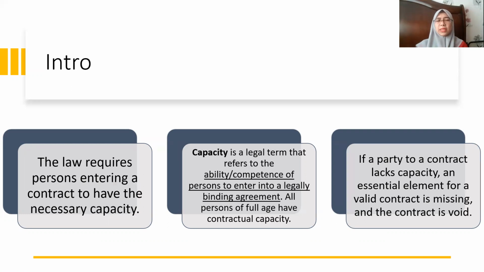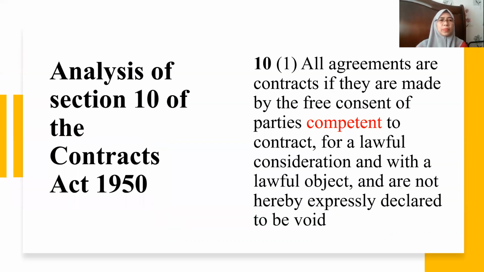Basically the rule is that all persons of full age have contractual capacity. That's the general rule. If one of the parties, or maybe both of the contracting parties, lacks capacity, then the essential element of a valid contract is missing. Meaning that the contract is not considered as valid, it is invalid. In other words, the contract is void, it's not enforceable, it's not legally binding.